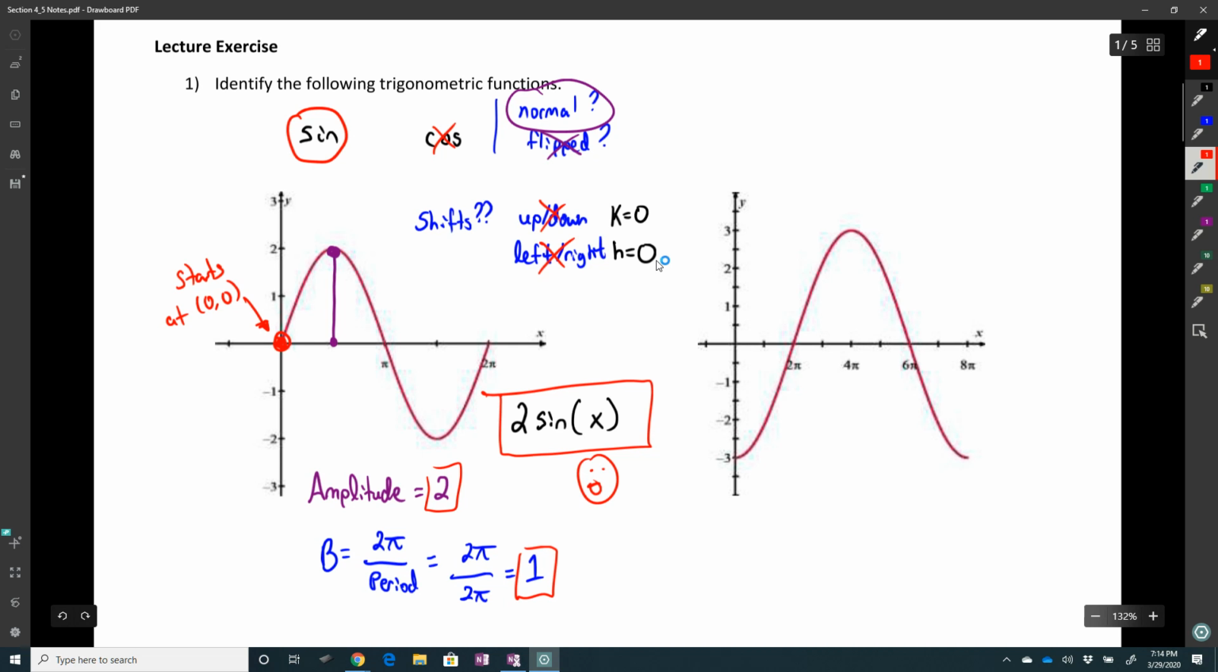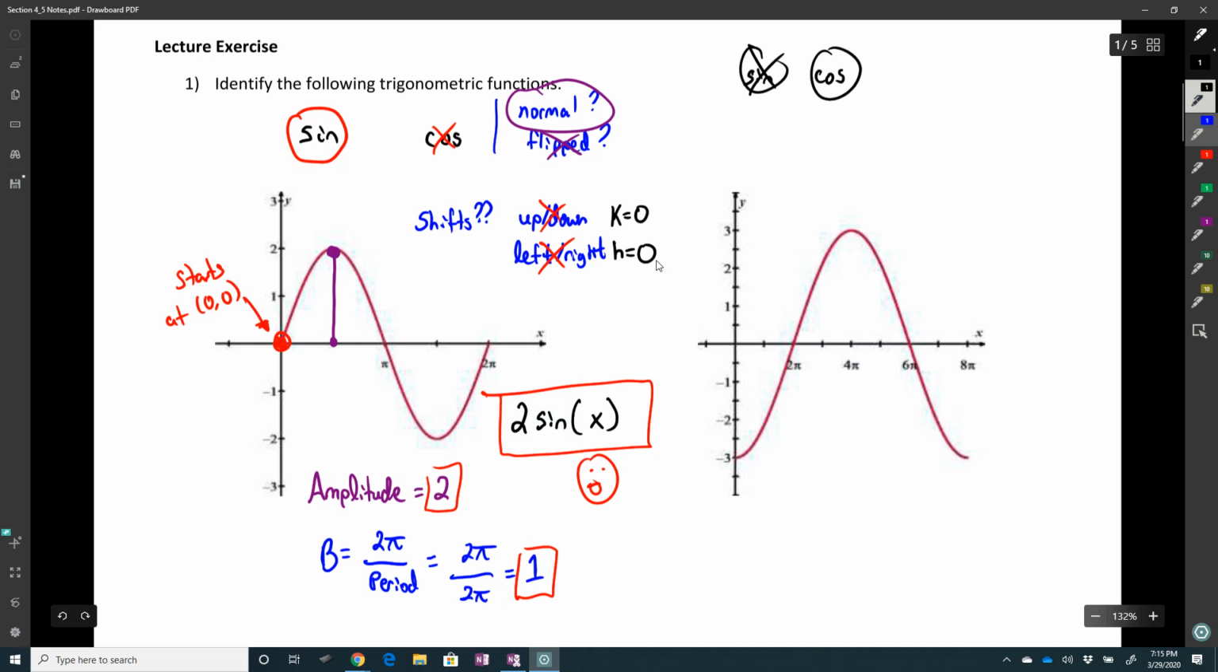Easy cheesy. So now we can move on to the next one. One thing to notice is you look at it and you say, okay, is it a sine or a cosine? And so looking at it, you can tell that this is not a sine, it's a cosine.